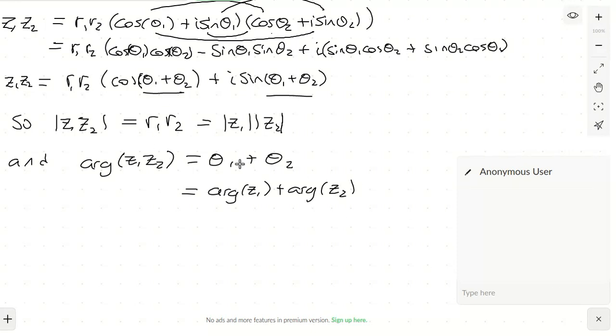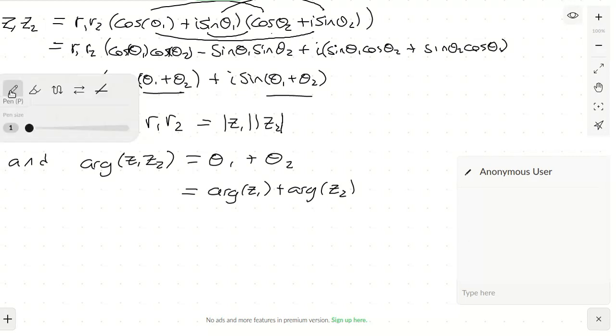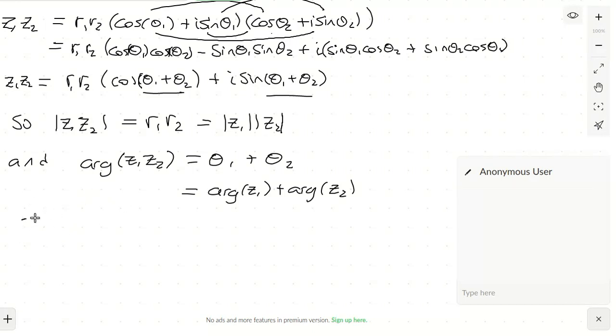To give you a quick example, I'm going to do a difficult one. I think it's question 3d on exercise 2D, where it starts to get a bit more difficult. So let's say: express the following in x plus iy form.